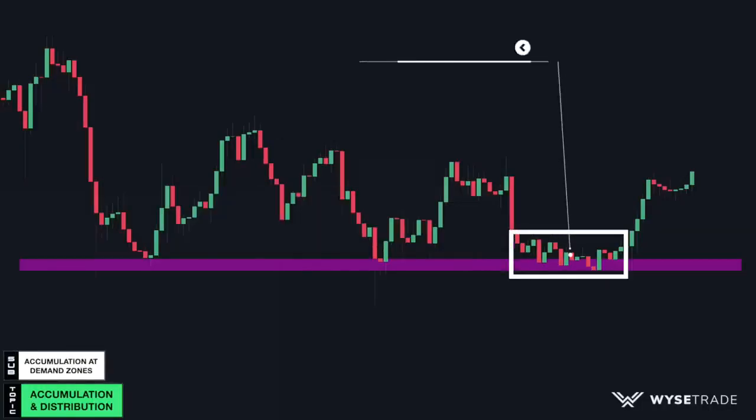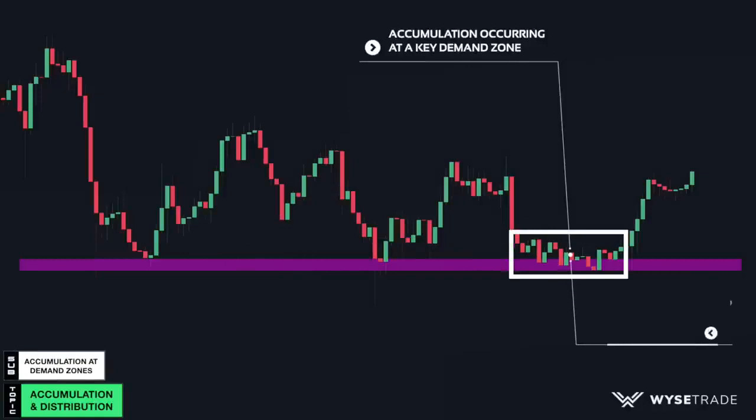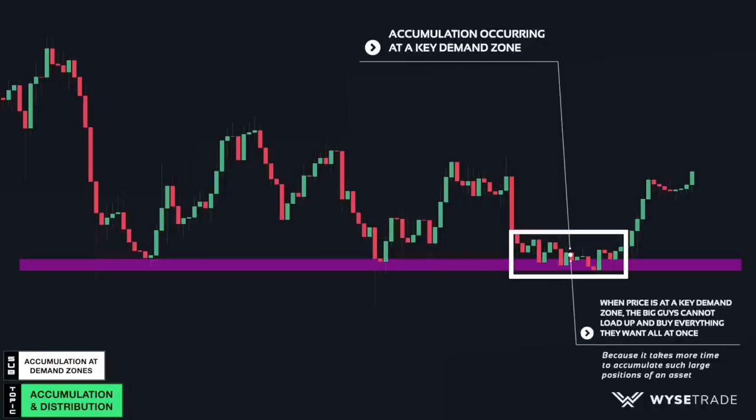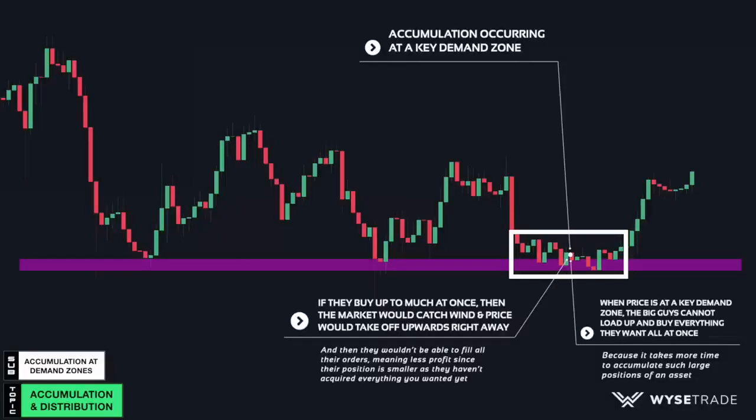When price is at a key demand zone, the big guys cannot load up and buy everything they want all at once, because it takes time to accumulate such large positions. Also, if they enter too much all at once, then the market would catch wind and price would take off upwards right away, and they wouldn't be able to fill all their orders, meaning less profit, since their position will be a lot smaller, as they haven't acquired everything they wanted yet.